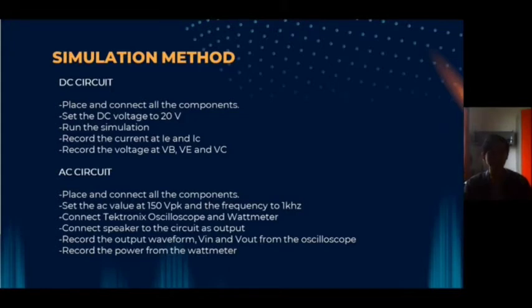For the AC circuit, the student must first place and connect all the components and set the AC value at 150 Vp and the frequency to 1 kHz. The student also needs to connect the electronic oscilloscope and wattmeter as well as the speaker. The student needs to record the output waveform, V in and V out from the oscilloscope and record the power from the wattmeter. That's all for me.